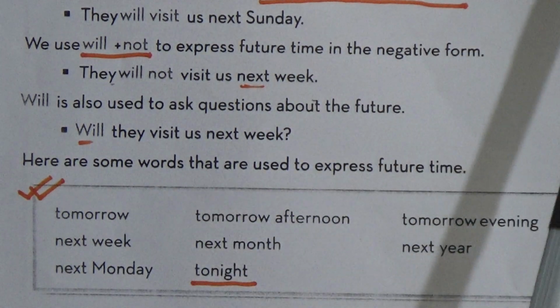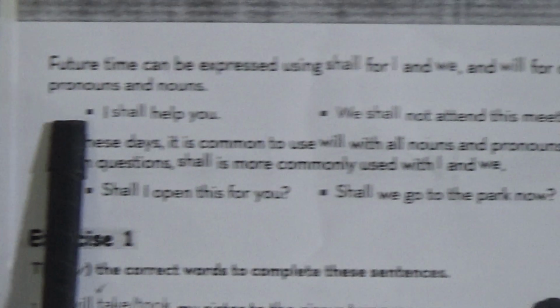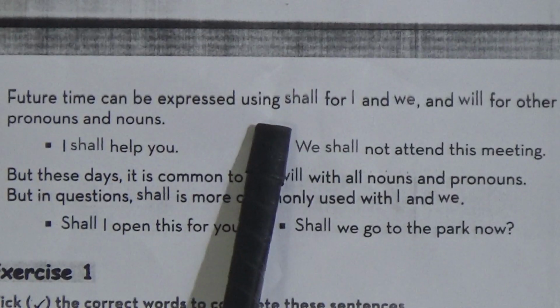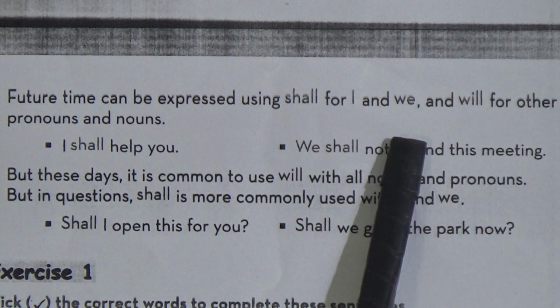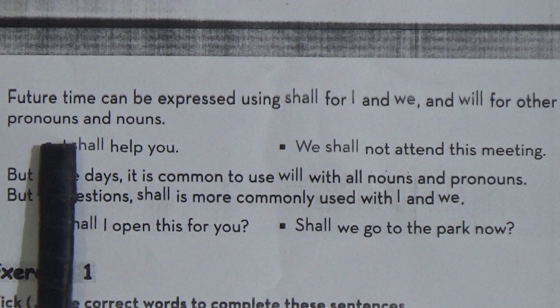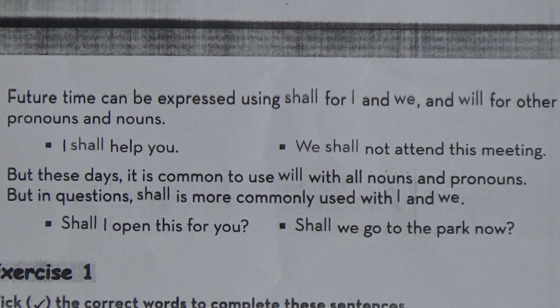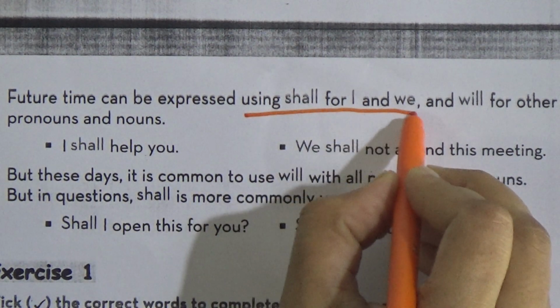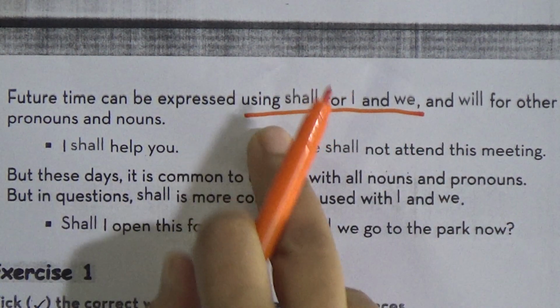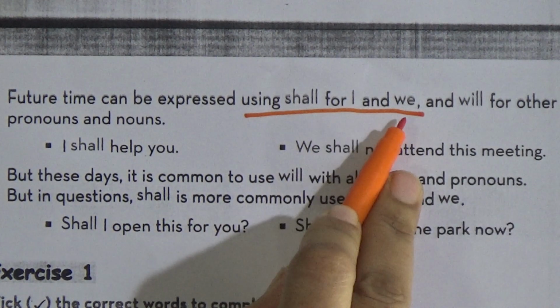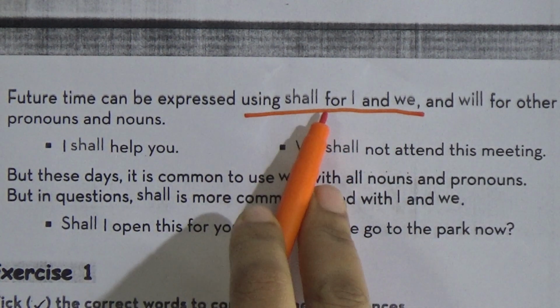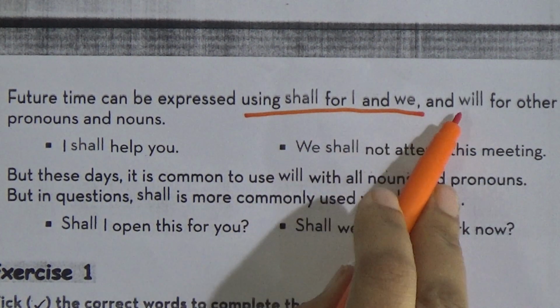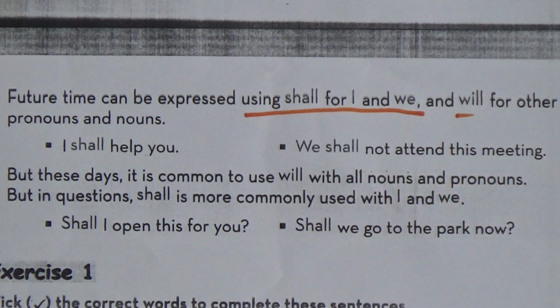Okay, now let's come to the next page. Future time can be expressed using shall for I and we, and will for other pronouns and nouns. You have to note this very well, that future time can be expressed using shall for I and we. Shall is used for I and we. Will for other pronouns and nouns.